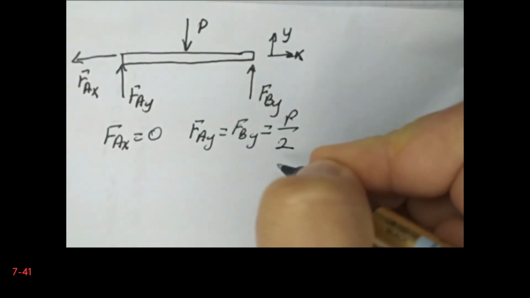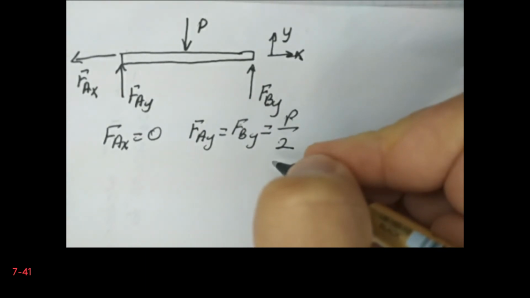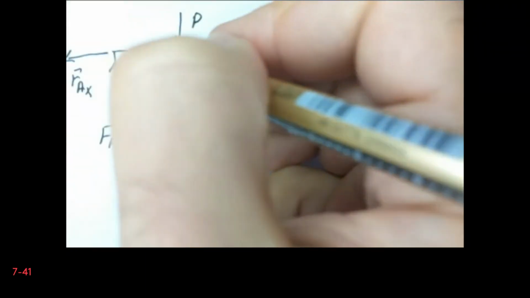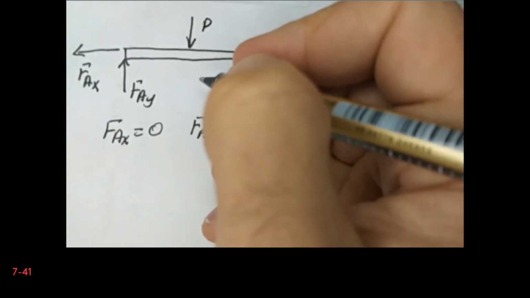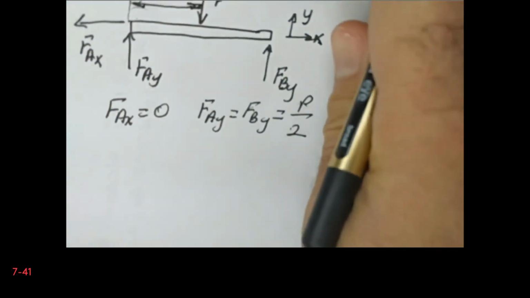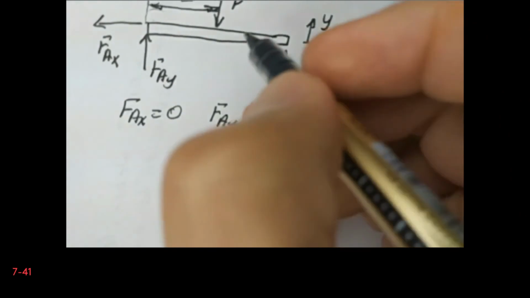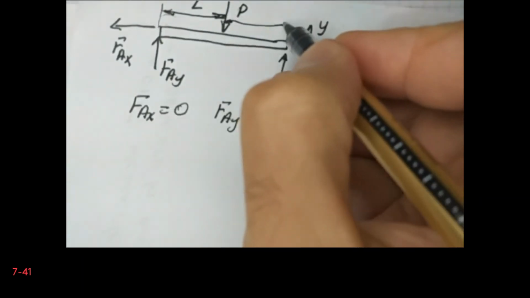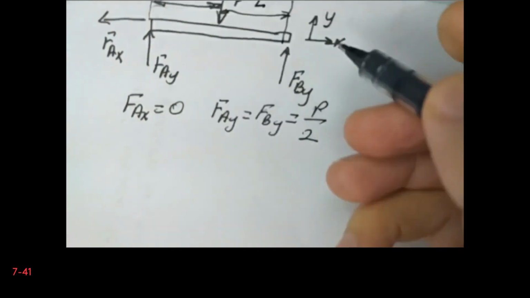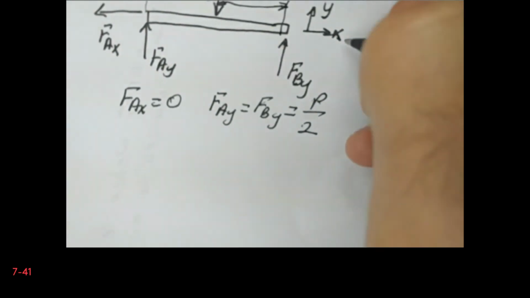Okay, so of course, let's define the variables associated with the length of the beam. So let's say that this distance is L, and we have another distance here that is also L, and let's say that L is equal to 1 meter.